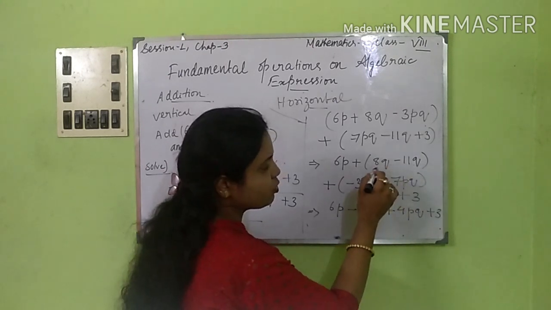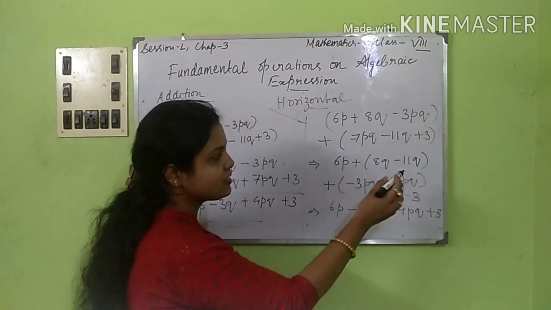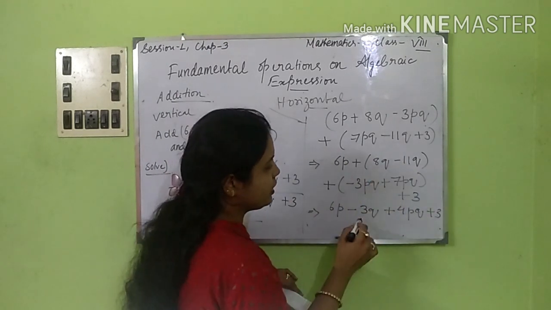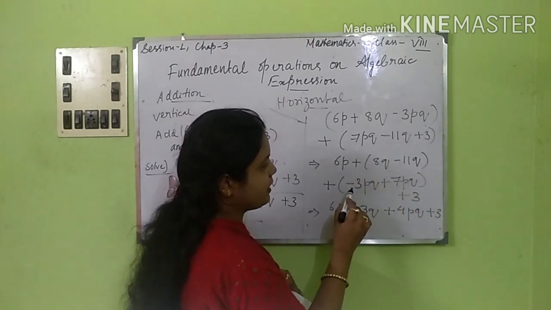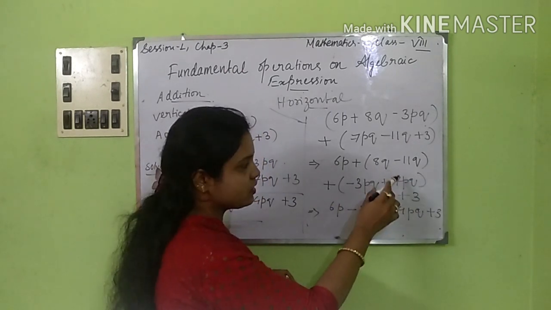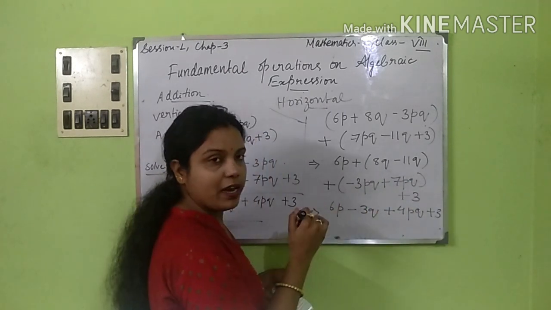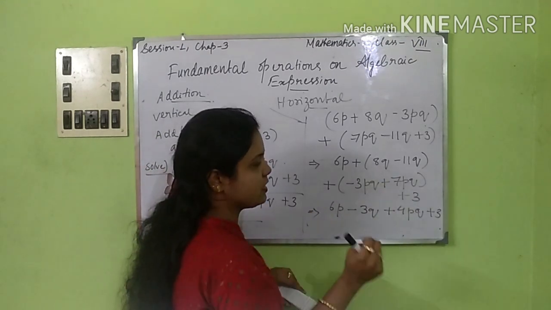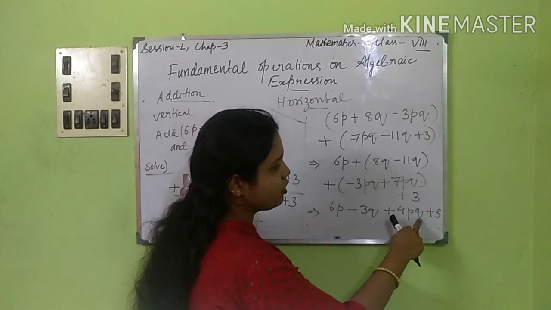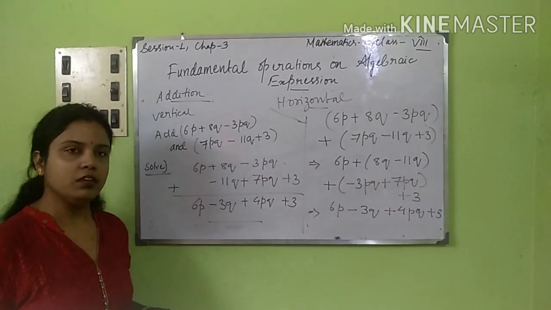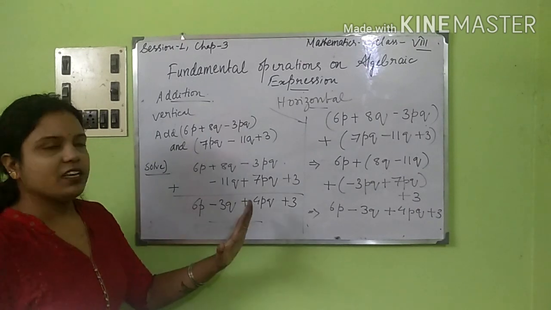8q minus 11q, subtraction we will do, and the sign will be the minus sign since 11 is bigger. So it comes minus 3q, then minus 3pq plus 7pq. This again we will be doing a minus operation, but the sign will be positive here because 7 is larger. So plus 4pq. So this is how you are going to do it. I hope it's very clear from this.